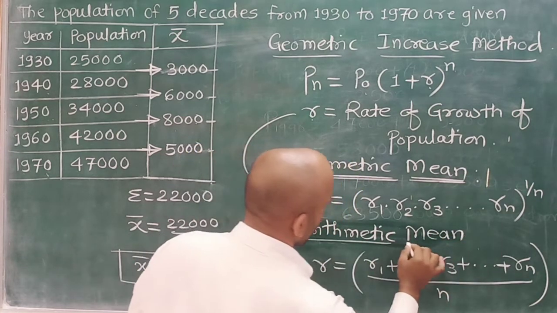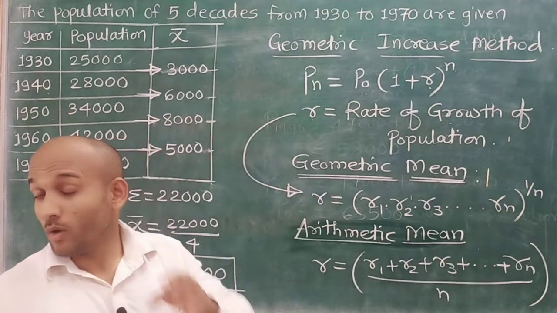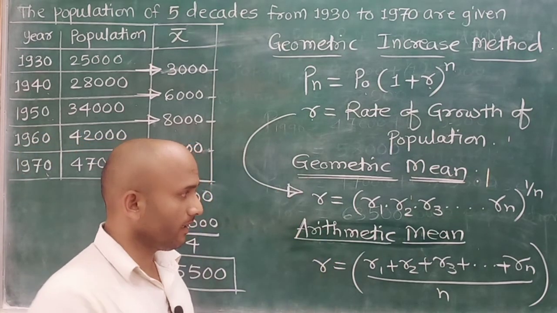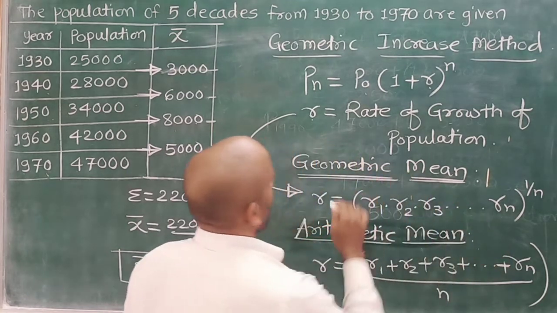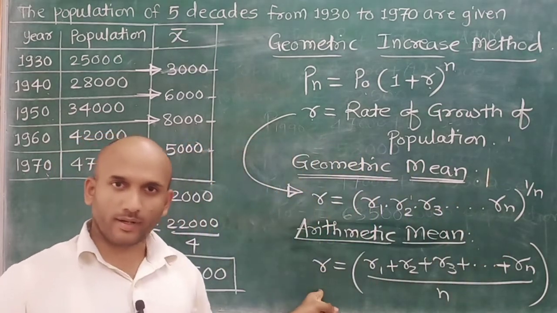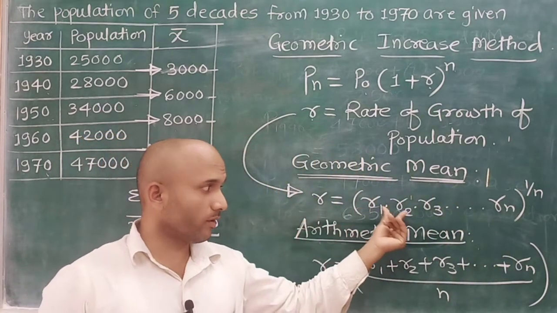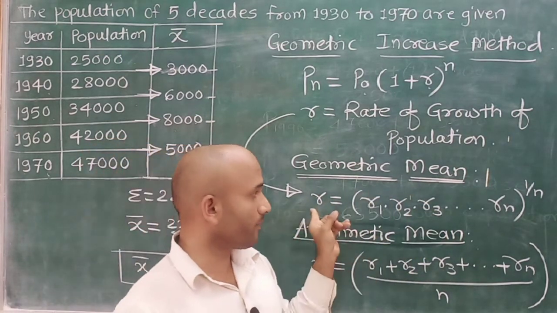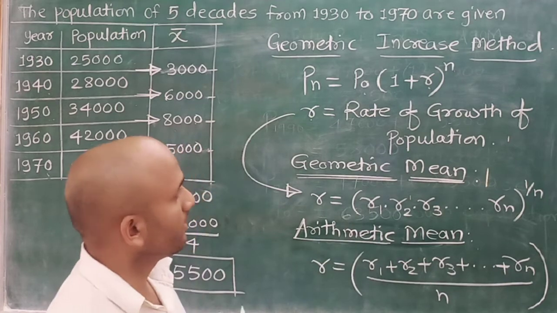Arithmetic mean. Now this geometric mean, arithmetic mean, two formulas are there. So we'll see how to find out the value of r. First of all, we have to find out r1, r2, r3, and then we can determine the value of r.